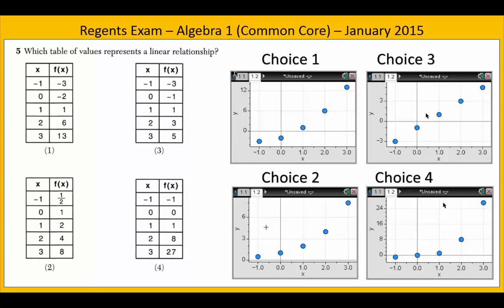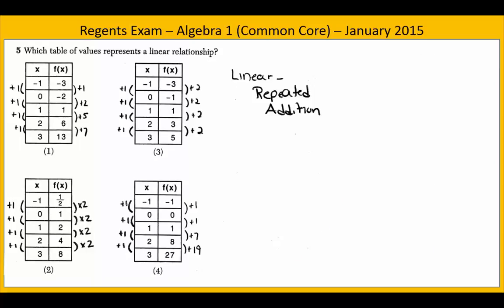We notice that many of the choices appear to be exponential in nature, but one of them, choice 3, appears to be linear. That means choice 3 is our answer. That's the table that represents a linear relationship. You could also identify this by looking at the patterns within the table. A linear function has repeated addition, adding the same amount over and over and over, equal differences over equal intervals.